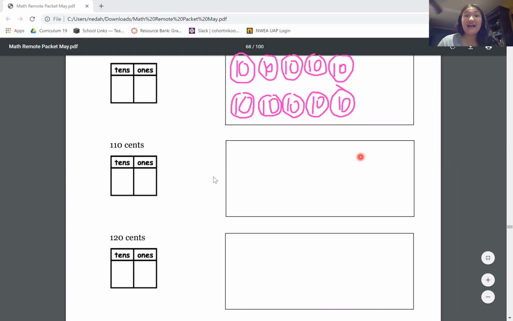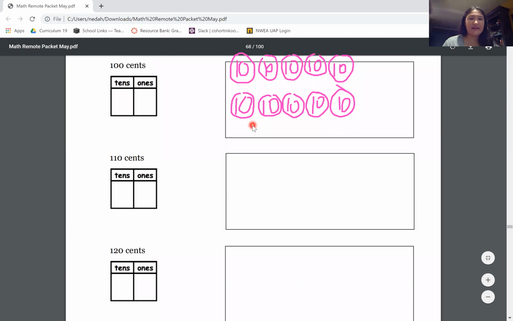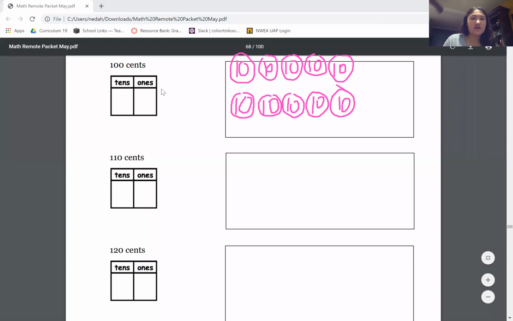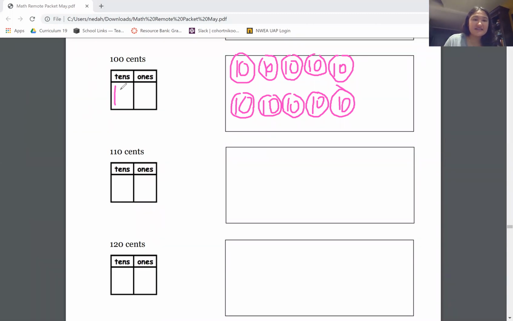Now, if you notice, I put all of my dimes in 5 groups. So I have 1, 2, 3, 4, 5 up here, then another 1, 2, 3, 4, 5. I put my dimes or any of my drawings always in 5 groups, so it's really easy to organize and know how many I really have. So let's fill out this place value chart. We have 100 cents and we have 10 dimes. So I'm going to put 10 dimes here and we don't have any ones.